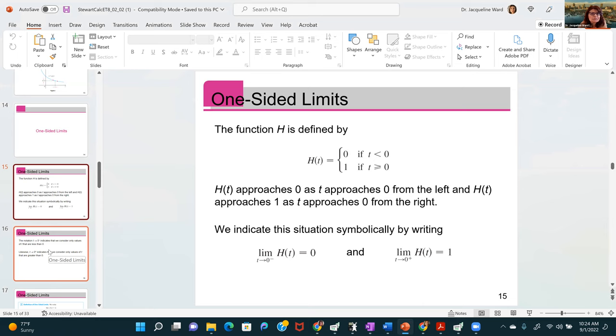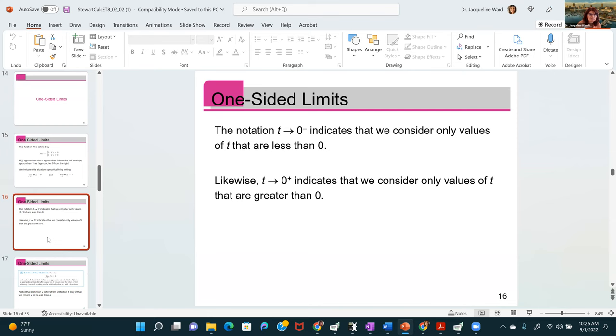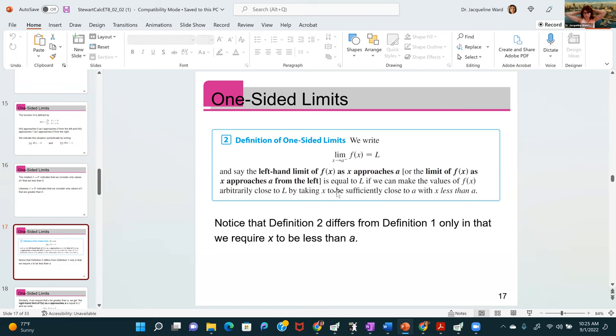The notation t goes to zero with a minus means we're only looking at values of t that are less than zero. So it's t goes to zero from the left. T goes to zero from the right, we have a little plus sign up there. That means we're only considering values of t that are greater than zero. So I think the minus and the plus is intuitive. You're coming from the left or you're coming from the right. I'm kind of like, thank goodness, because if it's too out there, it's hard to remember.